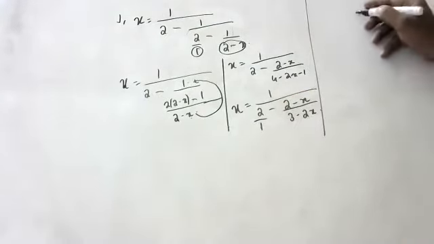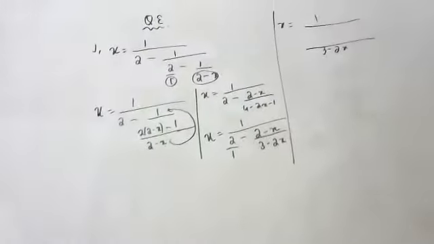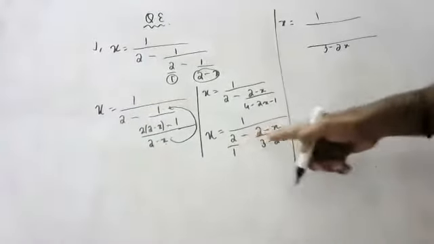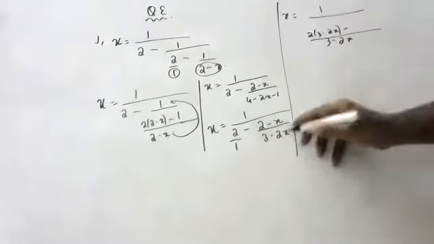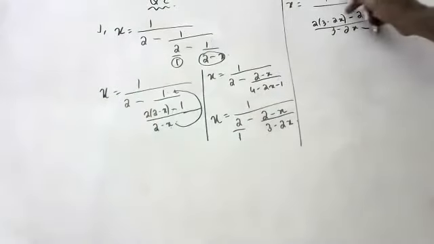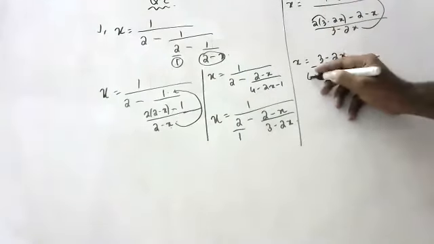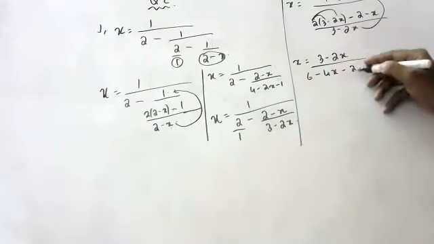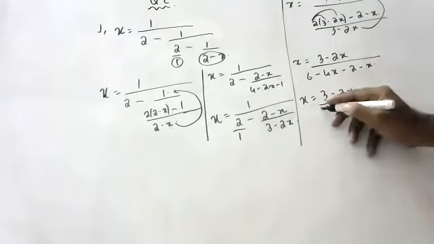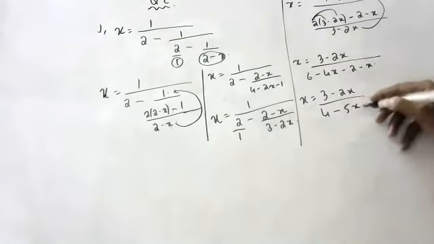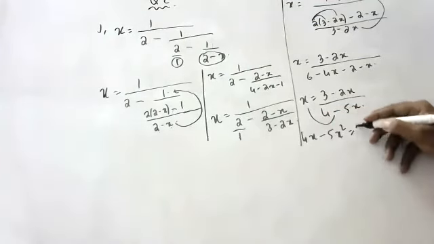Okay, children. Next. See, children, here 1 and 3 minus 2x are there. x is equal to 1 by 3 minus 2x is the LCM. See here, children. 3 minus 2x is the LCM for this and this. 1 into this is 3 minus 2x minus this and this goes away. 2 minus x will come, children. This will go here. So x is equal to 3 minus 2x by 2 3s are 6 minus 2 2s are 4x minus 2 minus x. x is equal to 3 minus 2x by 6 minus 2 is 4 minus 4x minus x is minus 5. This into this is 4x minus 5x square is equal to 3 minus 2x.